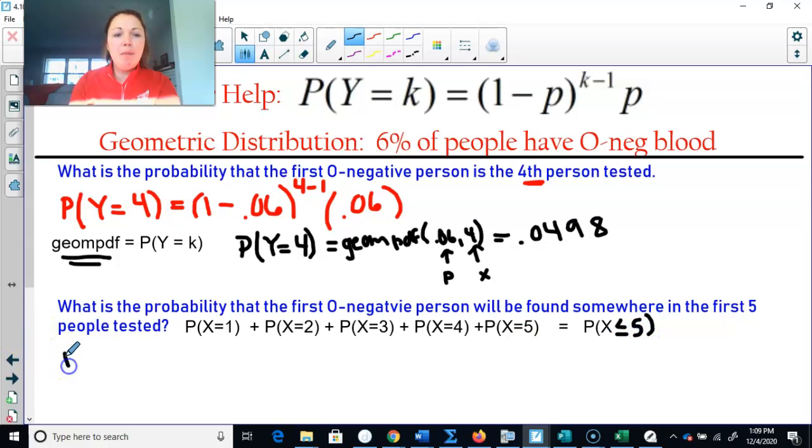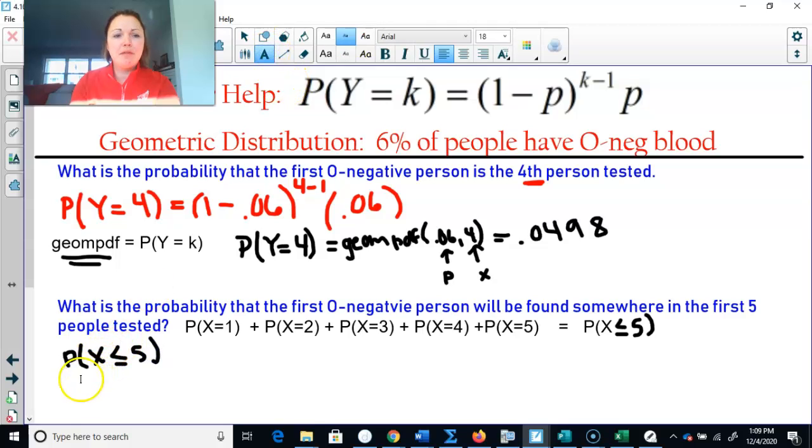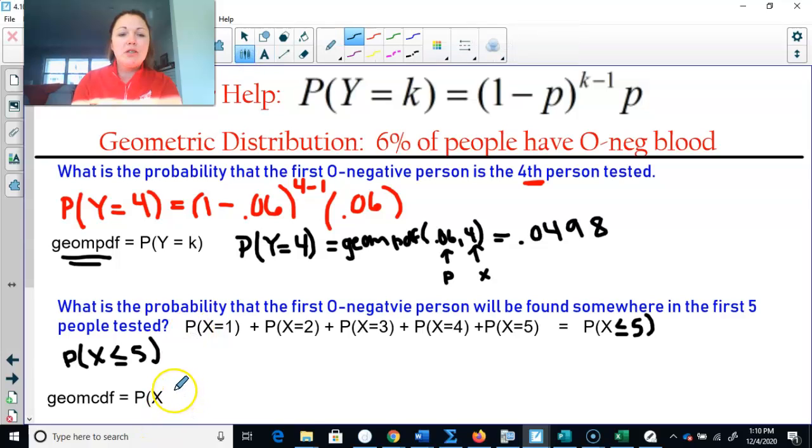And what's awesome about that is we can now use the geom CDF. The geom CDF always works for the probability that X, or Y, is going to be less than or equal to K. Again, we're just using a capital letter to describe the distribution.